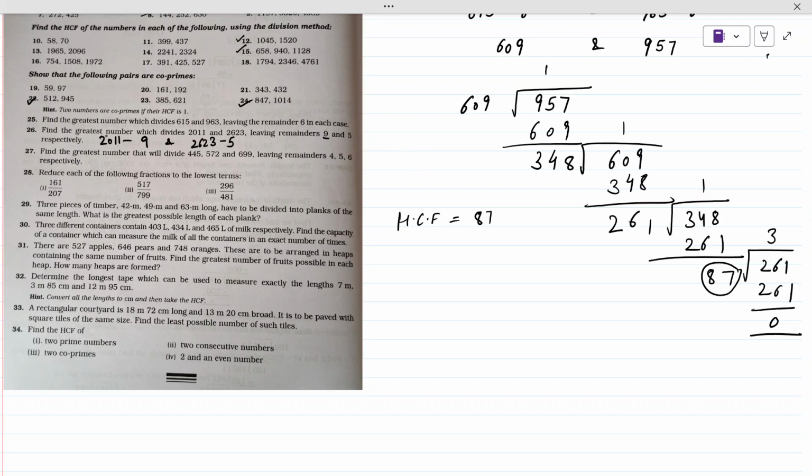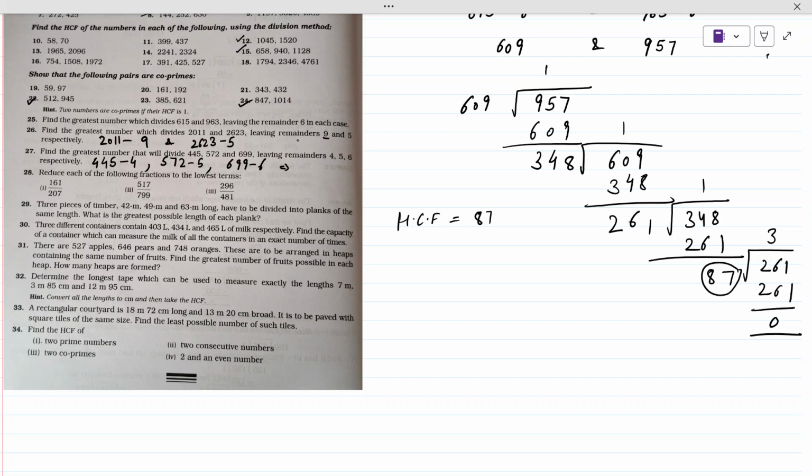This is easy. Next what we have is: find the greatest number that will divide 445, 572 and 699, leaving remainders 4, 5 and 6 respectively. This is also the same question. So what we have to do, from 445 subtract 4, from 572 subtract 5, from 699 subtract 6, and the resulting numbers, we will have 3 resulting numbers. We have to find their HCF.